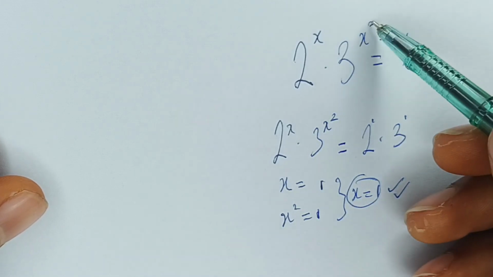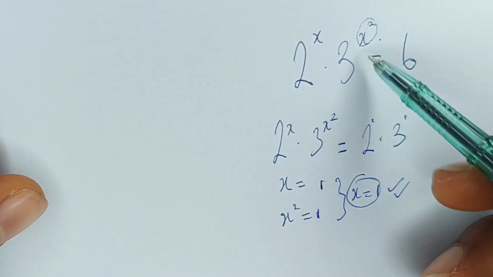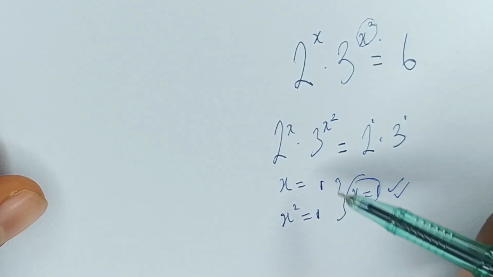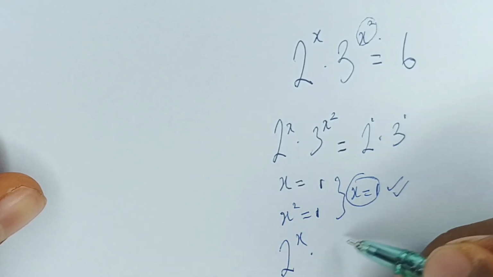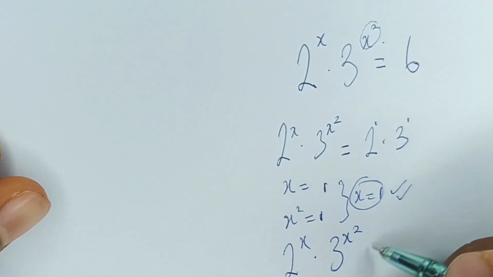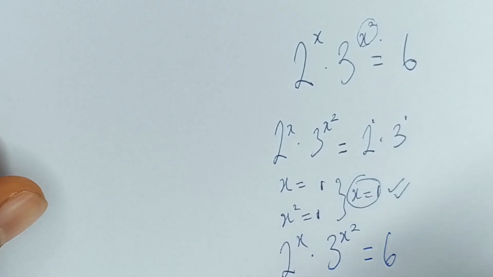Recall that we have an equation with the highest power of x being equal to 2. Invariably, we should have two answers. So we can say 2 raised to the power x multiplied by 3 raised to the power x squared is equal to 6, which is the question. Now, I would go through the same route, but I will do something differently.